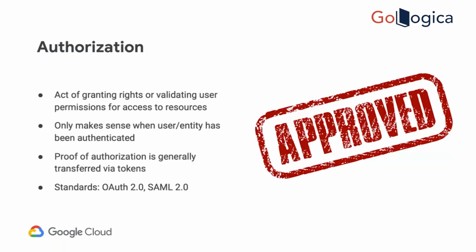So next is authorization. Authorization is basically the act of granting the right and then the act of validating the right. First you grant the rights, you say, these are the things you can do. Then when the actual API call comes or user activity is happening, you validate whether it is within the permissions of the user or entity or not.